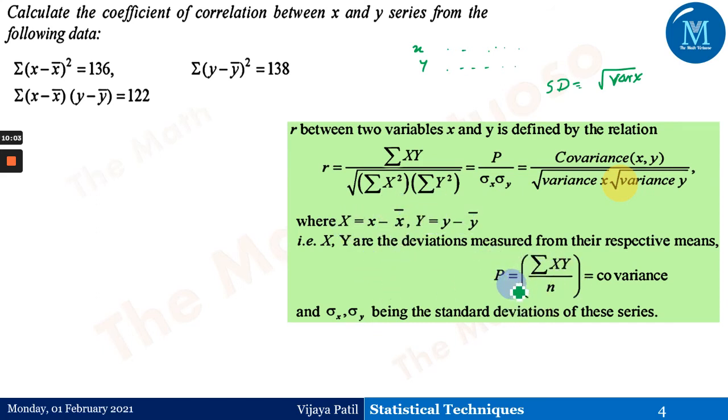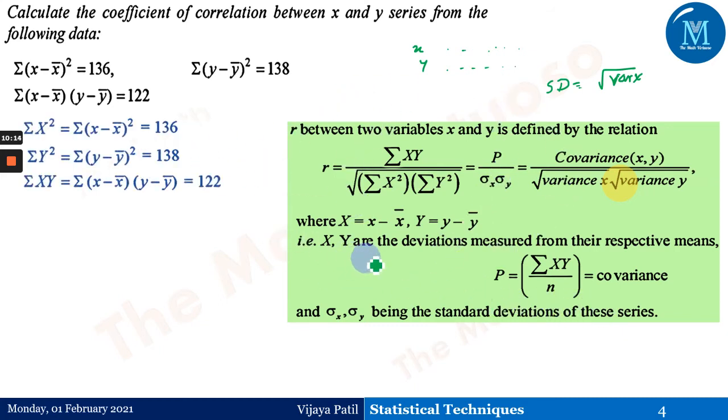Then again, this is what r is equal to: summation of xy upon n, which is known as the covariance of this, and sigma x, sigma y being the standard deviation of these series. Now this is the formula which we are going to use here in this particular way.